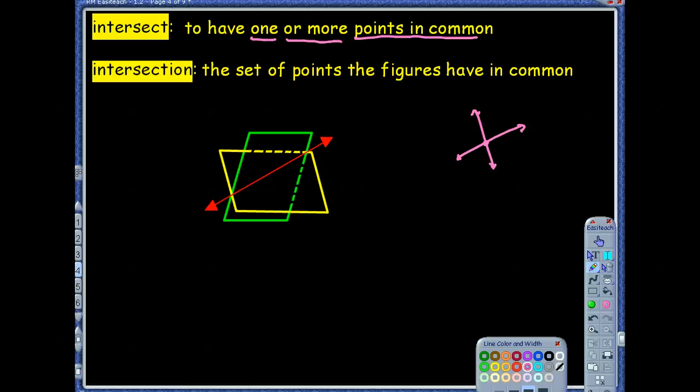And so where they intersect is called the intersection. It's the set of points that the figures have in common. So when 2 lines intersect, they only have 1 point. When 2 planes intersect, they have multiple points, and it's all along that line.